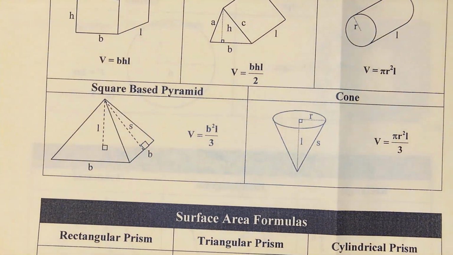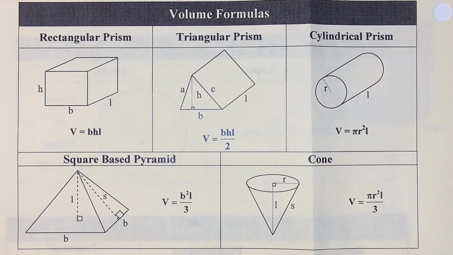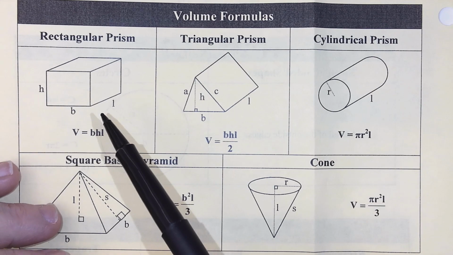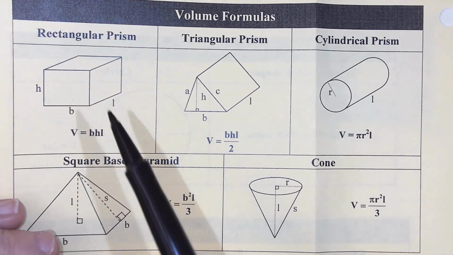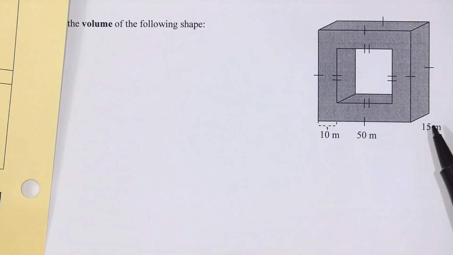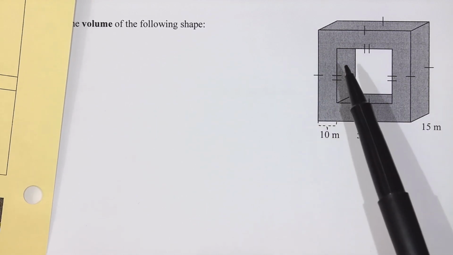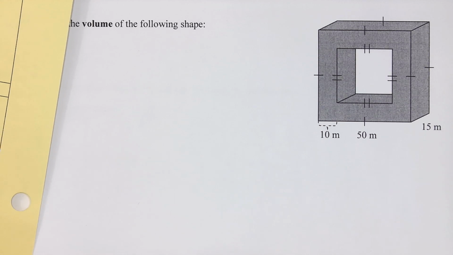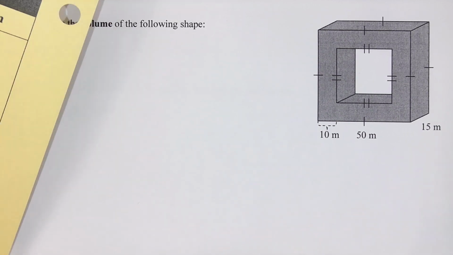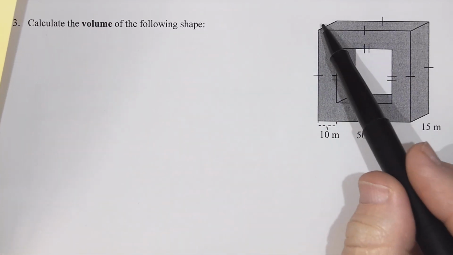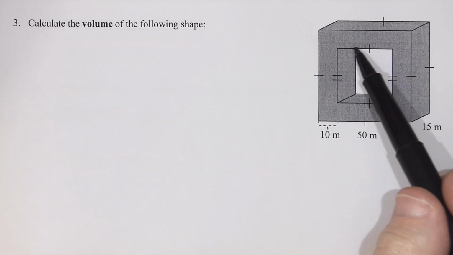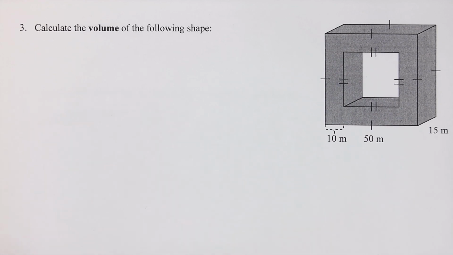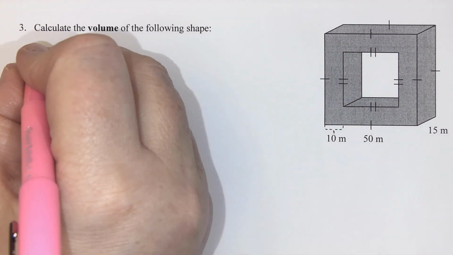If I take a look at all of the shapes that we have for doing volume, I think the one that most closely resembles what we have is a rectangular prism. This looks like a large rectangular prism with a smaller rectangular prism that has been cut out of the middle, right? So this is a big rectangular prism, and we're taking away a smaller rectangular prism on the inside. So I like to write that down to try to remind me what I'm doing.